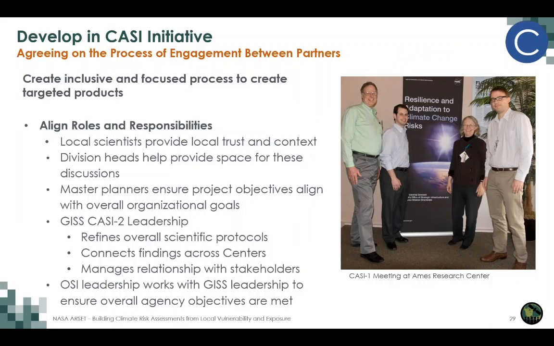The science team members of CASI leverage their expertise to build local trust around the centers and provide valuable contextual insights. Similarly, the division heads help allocate resources. Master planners ensure the project objectives align with the overall organizational goals. The CASI leadership at GISS focuses on developing scientific protocols so that we maintain consistency throughout the centers and throughout our science team. And this helps create a cohesive understanding when we synthesize findings across the centers. We also manage stakeholder relationships. The OSI leadership works with GISS leadership to ensure overarching organizational objectives are met across the agency.